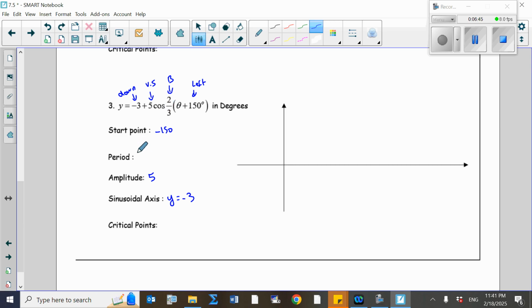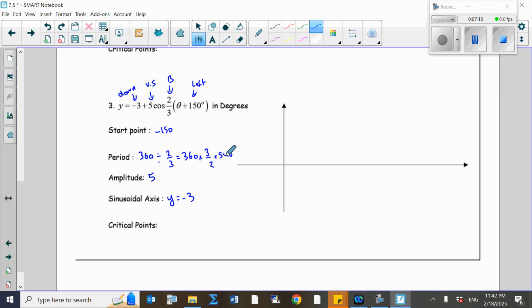So let's see how the period of the function will change. You're going to divide the period of the parent function, 360, by this b value, 2 over 3. So you write it as 360 times 3 over 2. Keep, change, flip. So this is going to be 540. So the period of the function is 540.